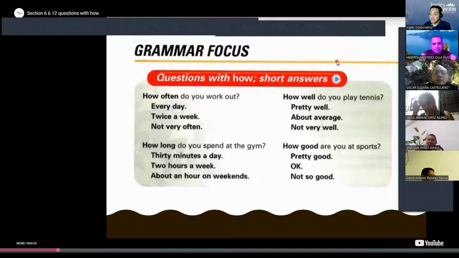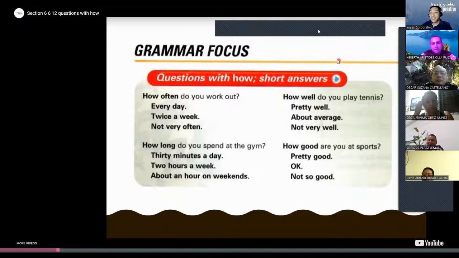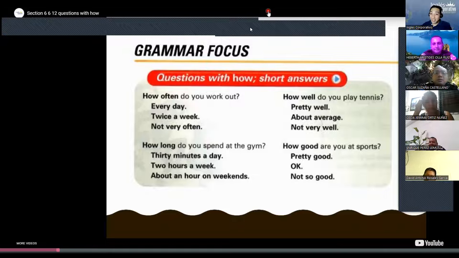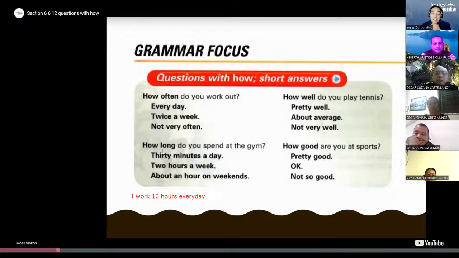Estamos hablando de 16 horas. I work 16 hours every day. Excellent. There you go. Okay. You see, and that's the way you answer. Time. 30 minutes a day, 2 hours a week, about an hour on weekends.